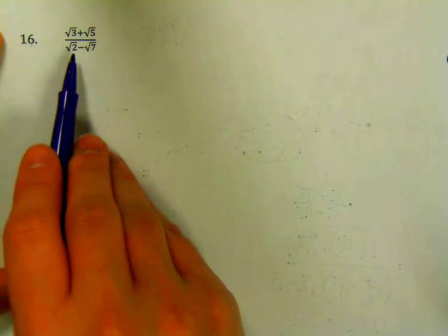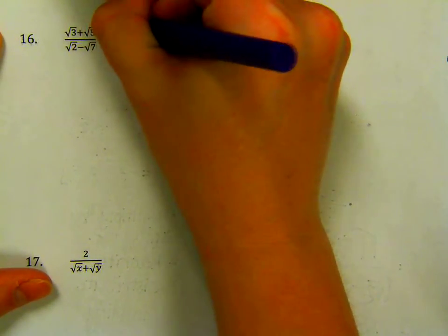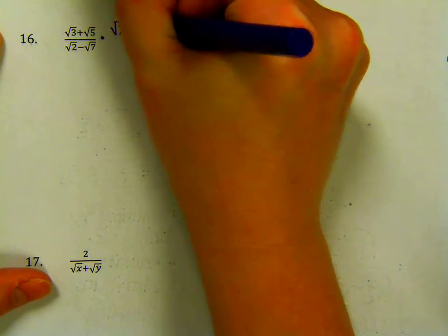The conjugate is 1. No. No, 7. Good. So it doesn't matter that I have all of this stuff in the numerator. The conjugate is still coming from the denominator. So I'm multiplying the top and the bottom by square root of 2 plus square root of 7 because it was negative in the denominator.